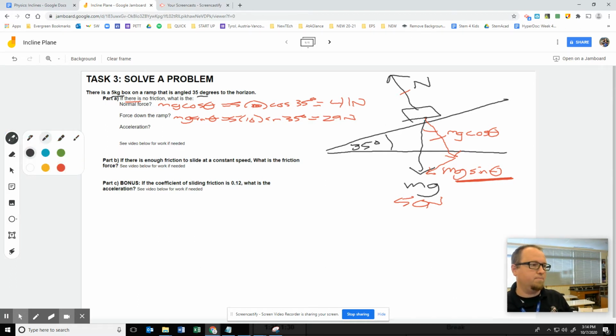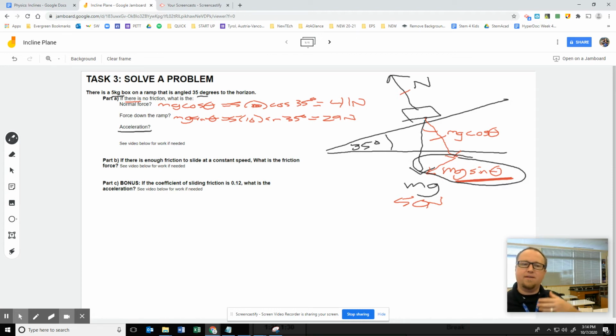Now, the next question is a leading one. What is the acceleration? Okay, here's the key. What on this picture is driving it down the ramp? That's your mg sine of theta. That's what's driving it down the ramp. So your acceleration is going to be based off of that. So if I write down the beautiful equation, F net equals ma, I can say mg sine of theta, that's the force down the ramp, equals ma.